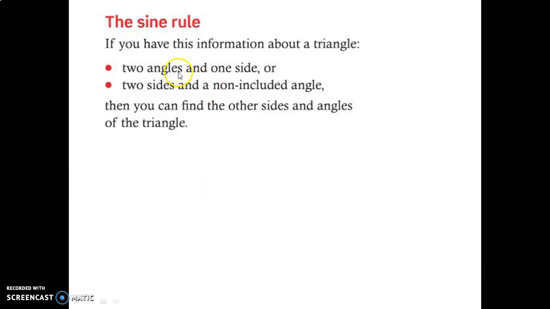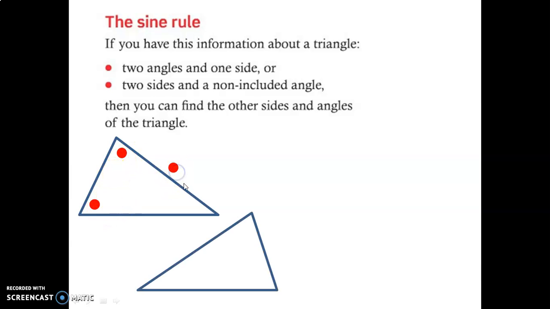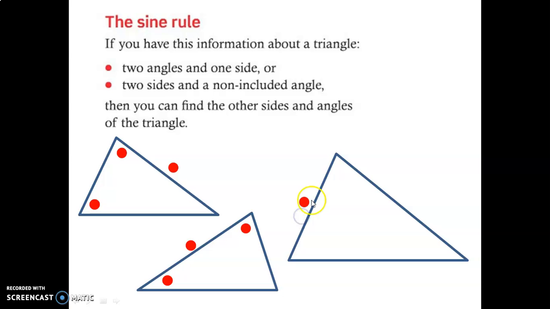So the sine rule is used if you know 2 angles and one side, or 2 sides and a non-included angle. Let me show you these visually. So here we have a triangle where we know 2 angles and 1 side. And here's one where we have 2 angles and a side as well, and this side is in between the 2 angles. Or if you have a triangle where you know 1 side, another side, and the angle here, which is called the non-included angle. It's not the angle in between.